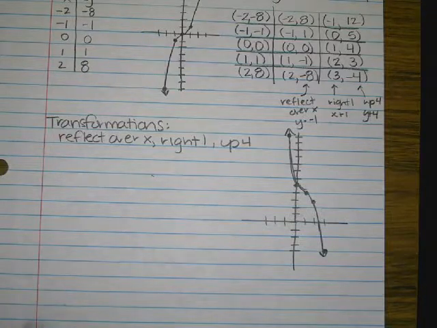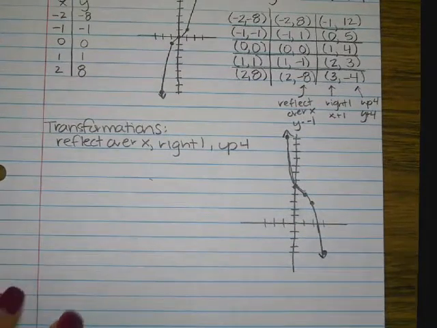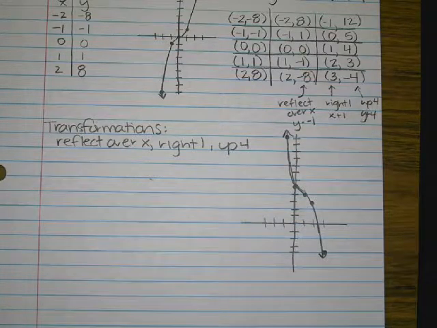And this graph does not have a vertex. Does anyone remember what vertex means? Max. It is a max or a min. Anyone remember what the actual definition of a vertex is? Yeah, it's the point where you switch from increasing to decreasing. We often thought of the vertex as like the middle of the graph. So we have a middle of a graph, but we don't have a vertex. It doesn't switch from increasing to decreasing.